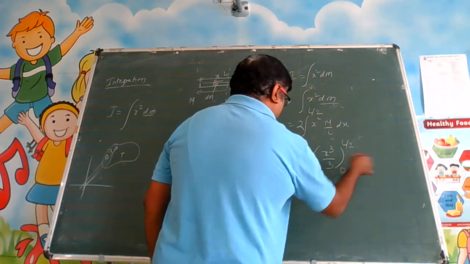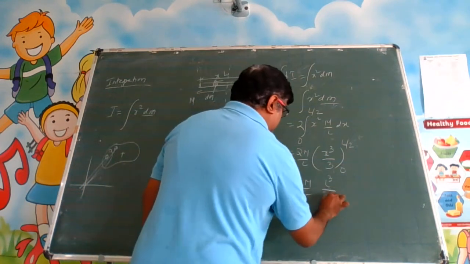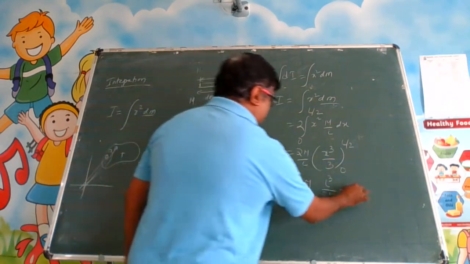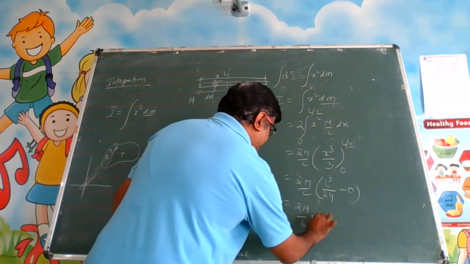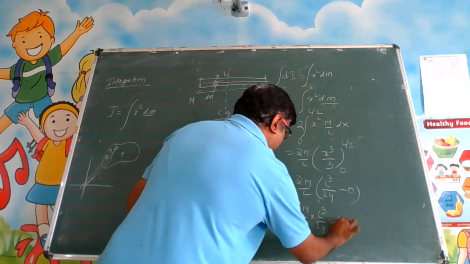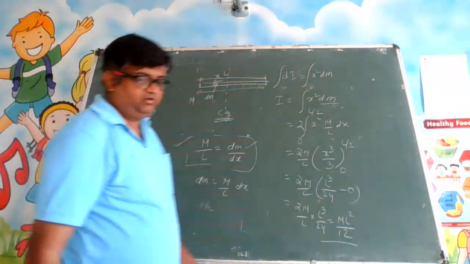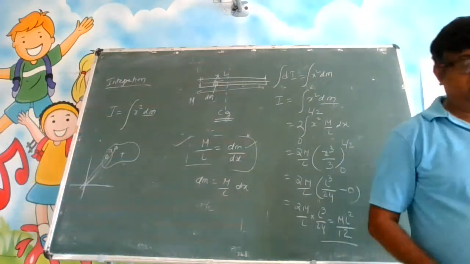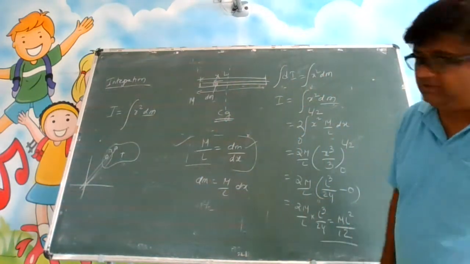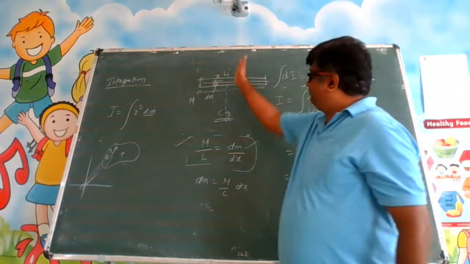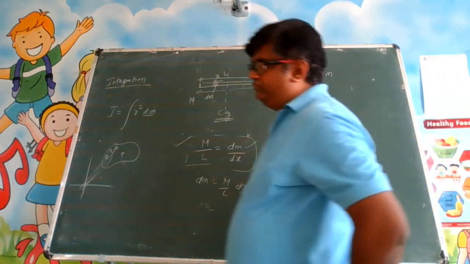So l by 2 whole cube. This is l power 3. 2 cube is 8. 8 into 3 is 24. Minus, put x is equal to 0, it becomes 0. So what did you get? You got 2m by l into l power 3 by 24, which is nothing but ml square by 12. This was the formula I have given you for a simple uniform rod. Okay. So this is how you can calculate using the integration approach the mass moment of inertia of a thin rod. Similarly, for other items also we can do.